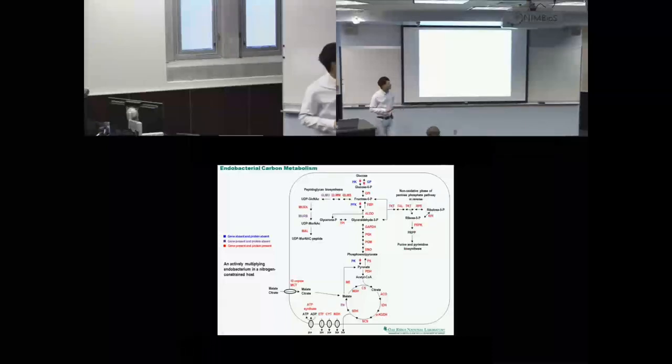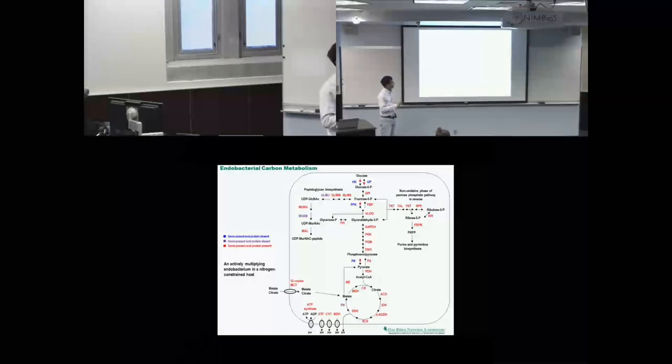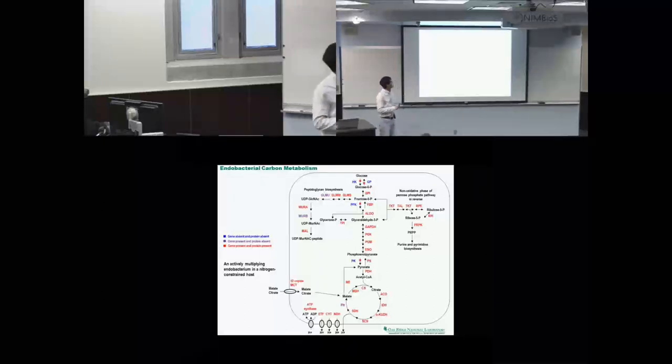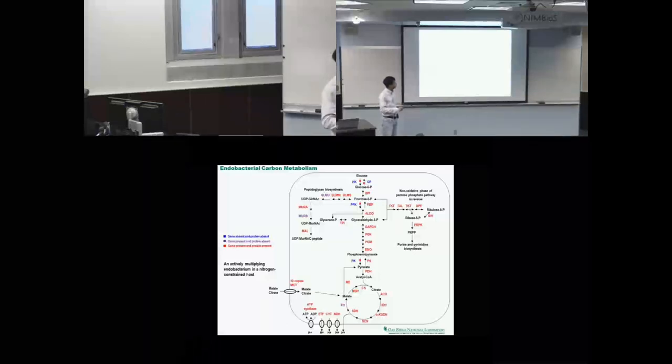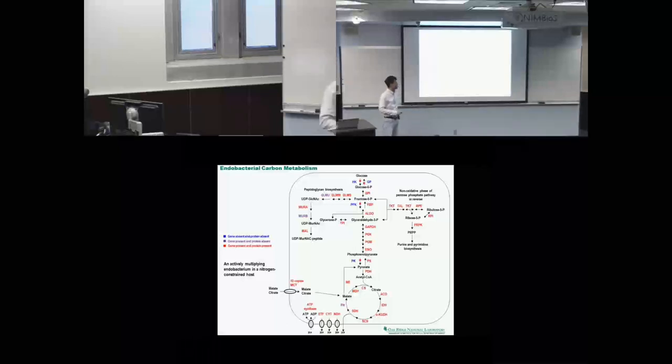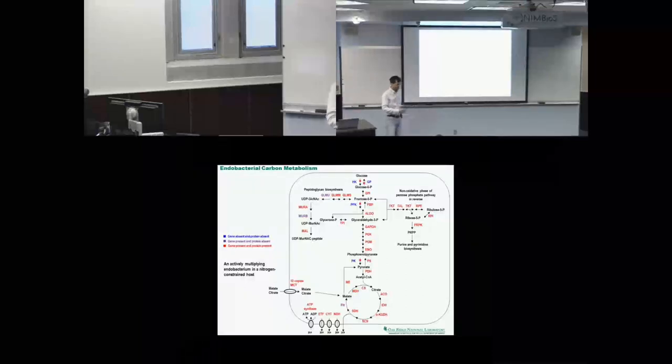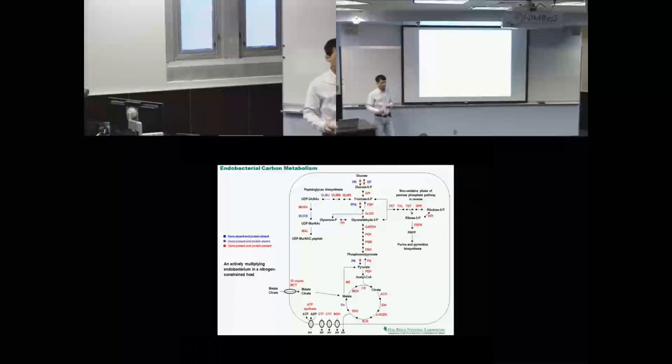Furthermore, we found the pathways for peptidoglycan biosynthesis. So this is really used for making cell walls in endobacteria. We identified most of the enzymes you needed for this pathway. And also on this side, we found the entire pathway for purine and pyrimidine biosynthesis. So this is really to make DNA and RNA precursors. So this means the endobacteria is actively making cell wall and doing DNA replication, even in a very nitrogen-constrained condition.